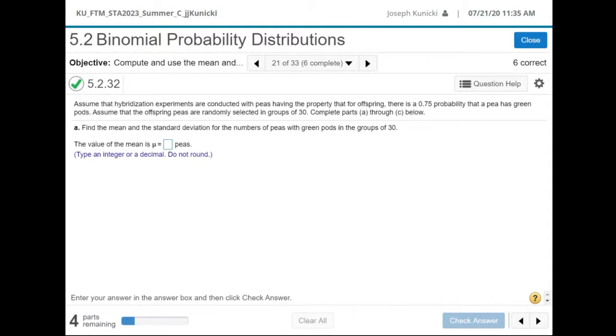Assume the offspring are randomly selected, so N is 30. Okay, so we have a binomial. We have P and we have N. Find the mean and standard deviation.